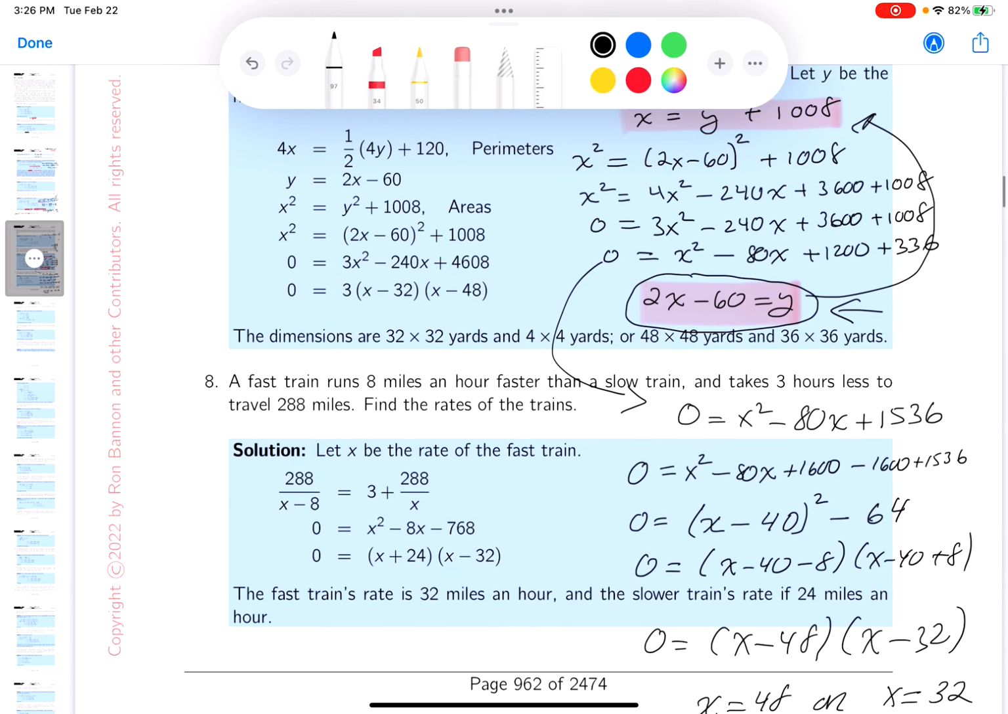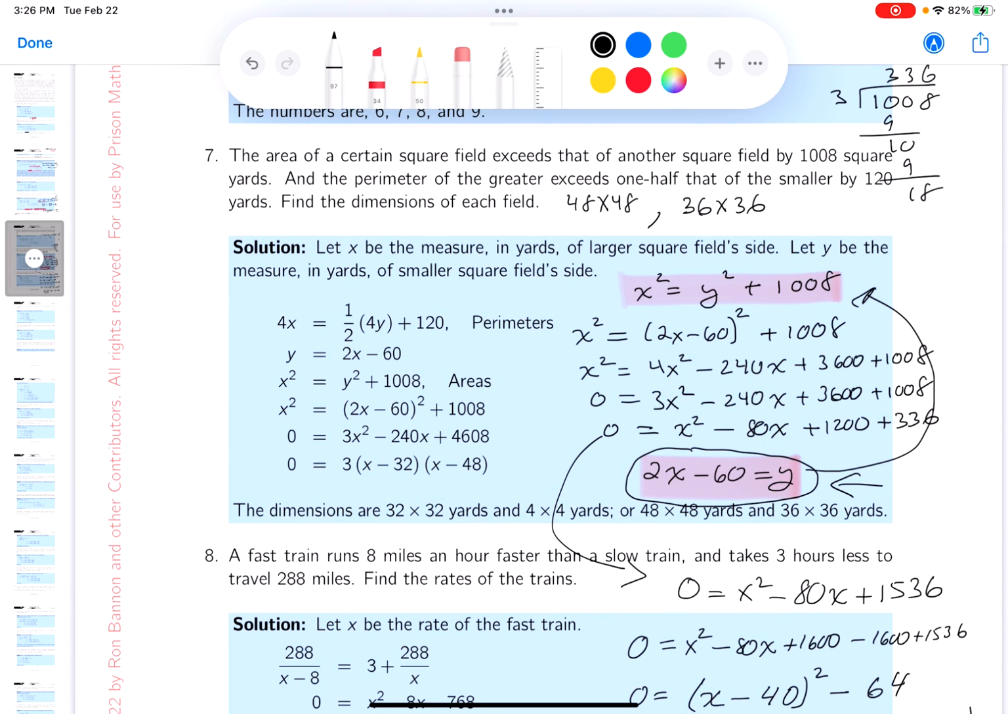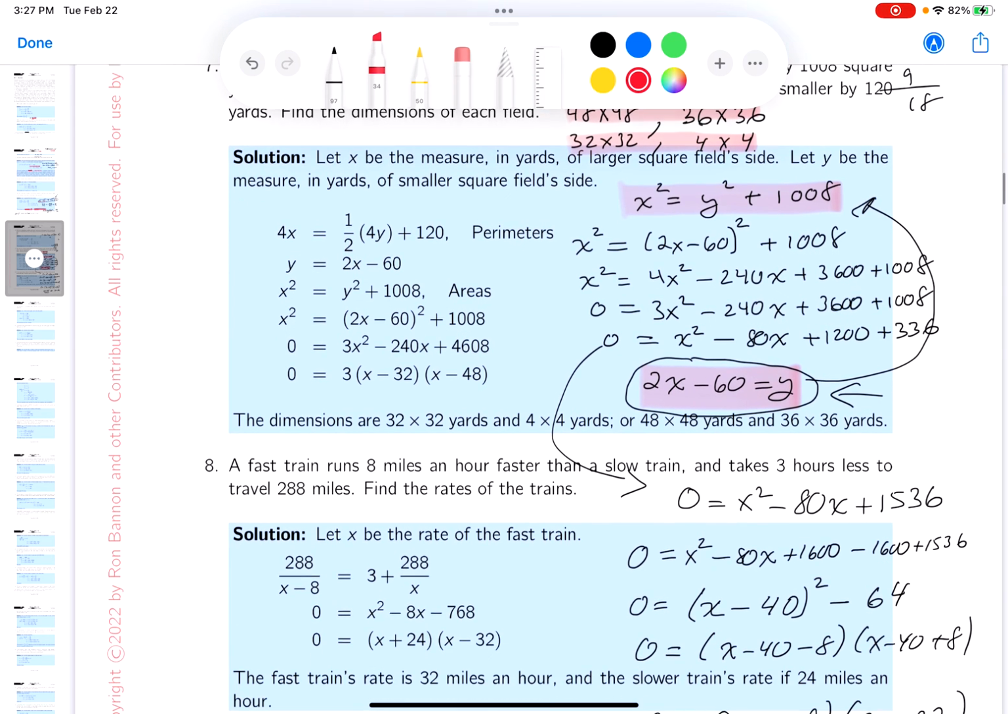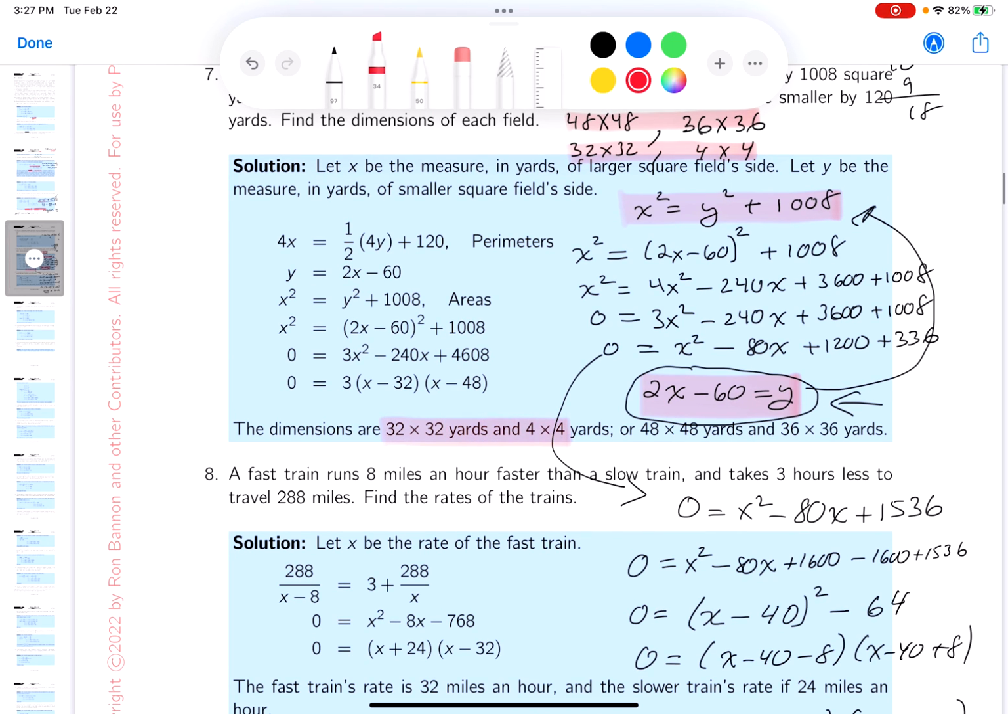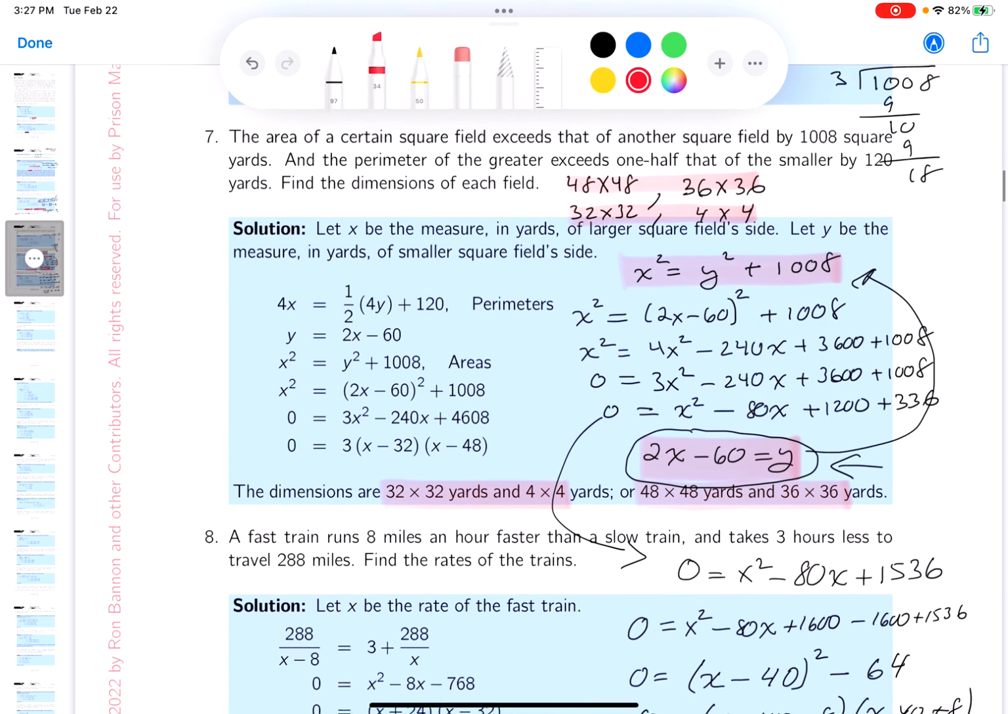Now let's do the 32. If I did 32 by 32, the smaller one would be 2 times 32, which is 64, minus 60. That would be 4 by 4. Both legitimate answers, by the way. Either this or that. And by the way, this is in yards. Let's look at the key: 32 by 32 and 4 by 4, or you could use 48 by 48 and 36 by 36. Both legitimate answers, by the way. All right? Thank you.